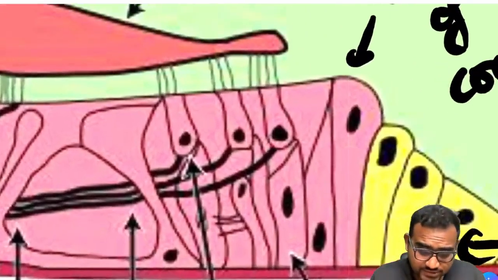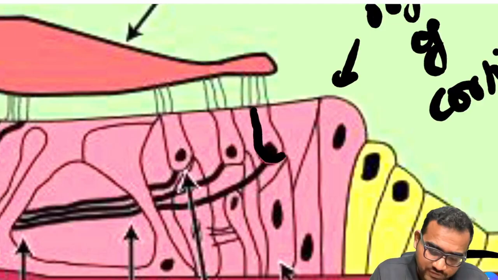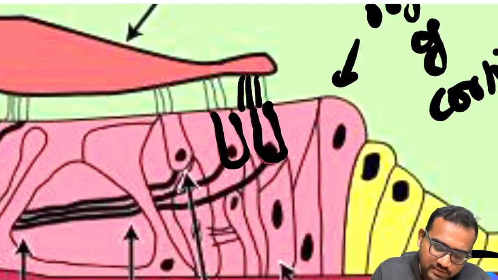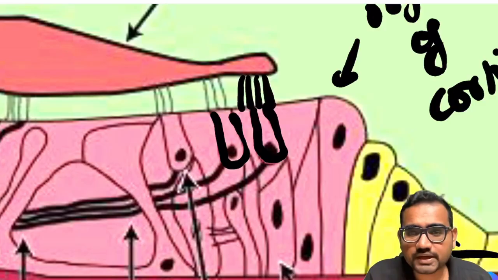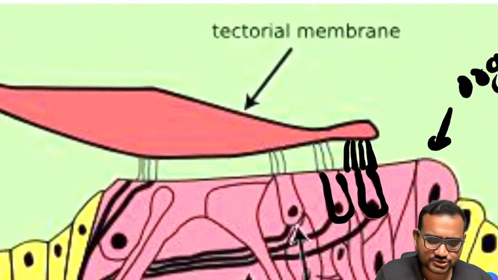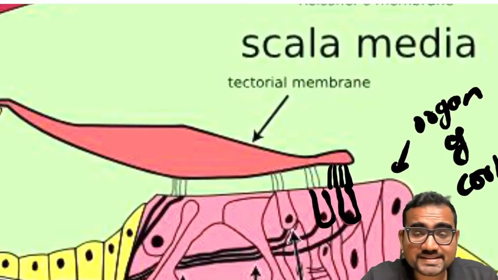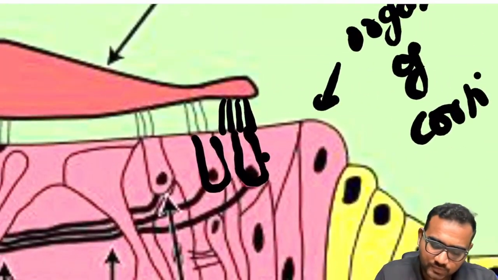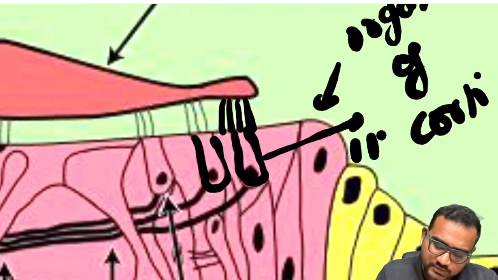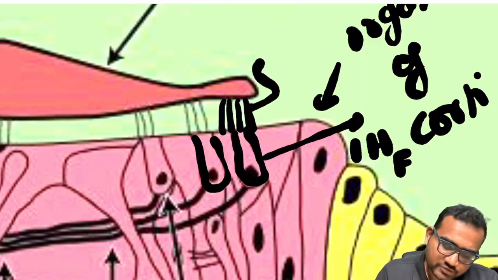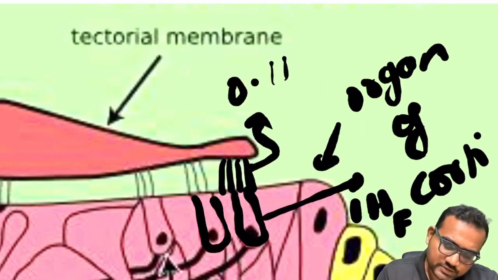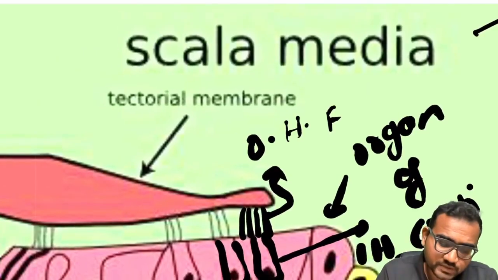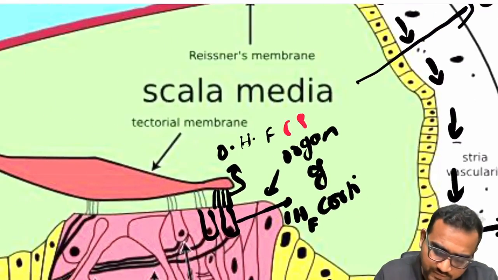Once it reaches here, you see some thin hair-like structures extending from the organ of Corti into some other structure. These are called hair cells. We have two types: the inner hair cells and the outer hair cells. The outer hair cells are also called the stereocilia. You would have heard of it, right? Stereocilia.